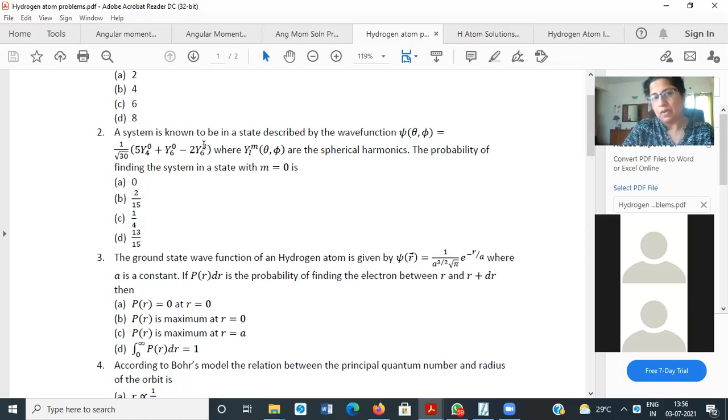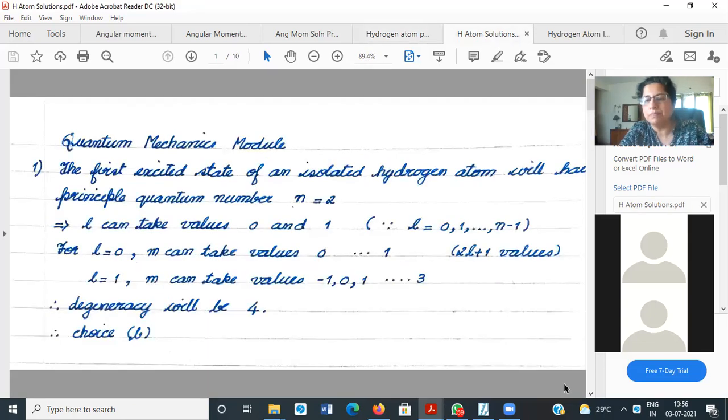Obviously, it is this term which will give you M equal to 0, as well as this one. And how would you find the probability? It will have to do with the coefficients: this square divided by root 30 plus this square divided by root 30. You can calculate the probability like that. So let me just see what I have done in the solution.